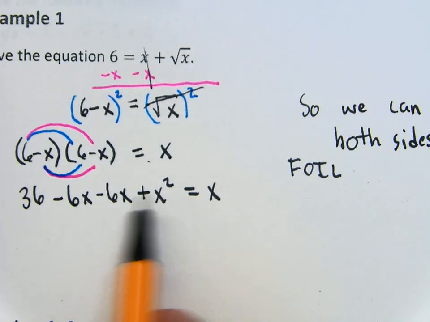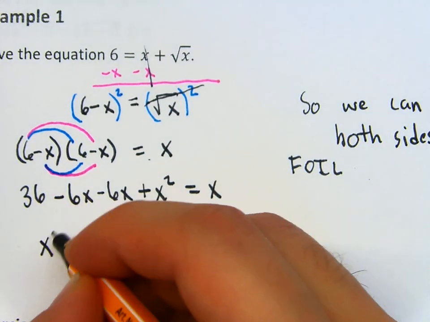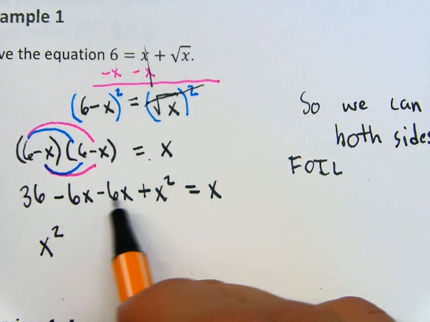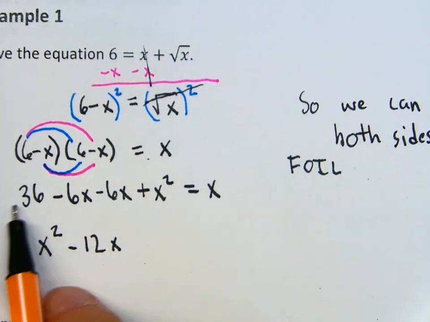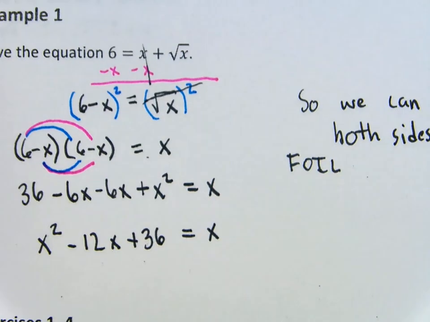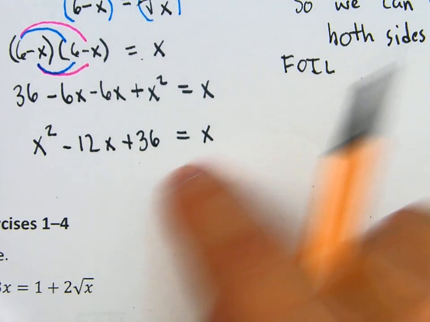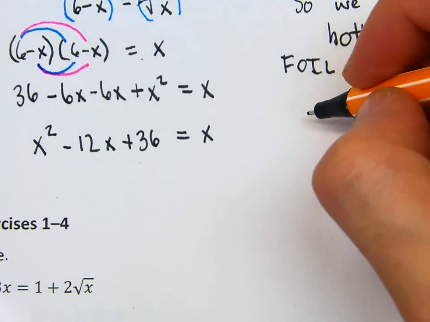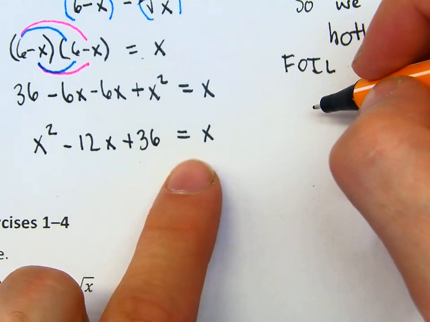Now the idea is, let's put it in standard form. So here we have x squared, and then we can combine these two, so that's negative 12x, and then we have this positive 36 over here, and it equals x, okay? And then how do you continue forward? Let's see. What do we do from this point? Pause the video. How do you continue forward? What would your next move be?